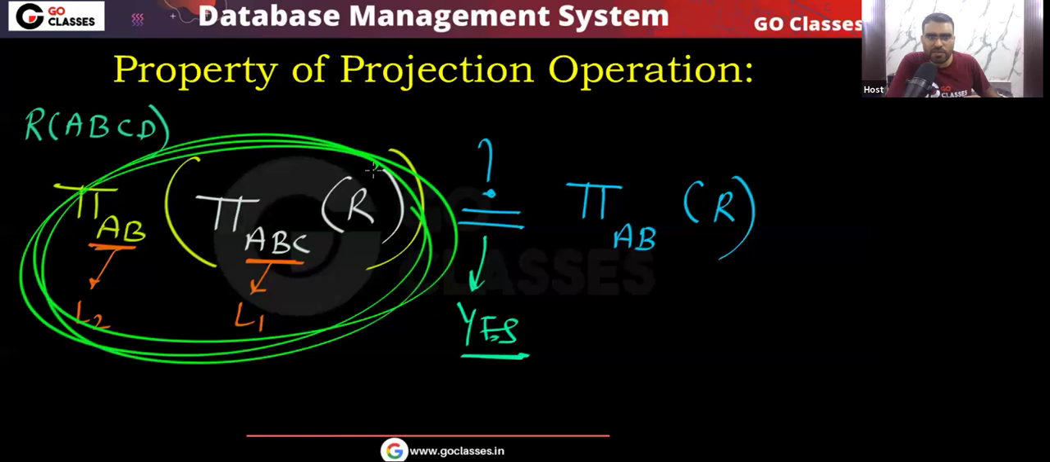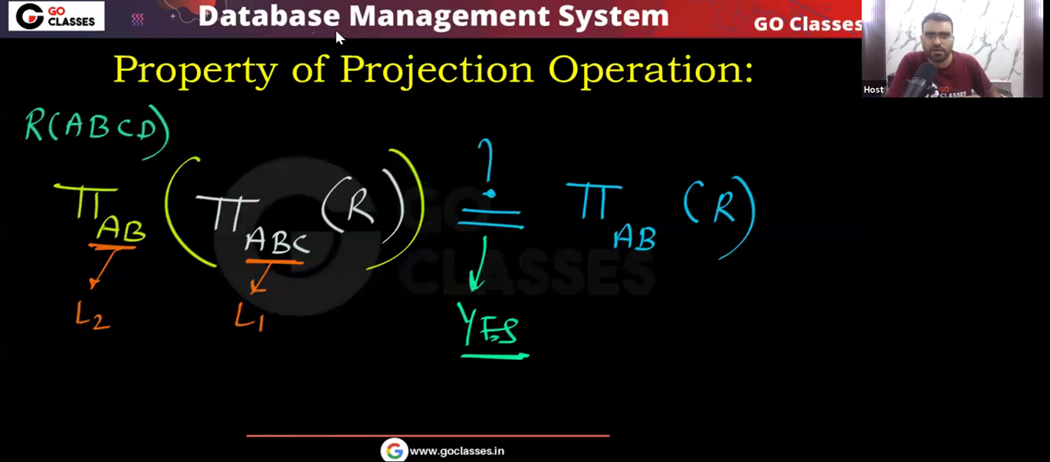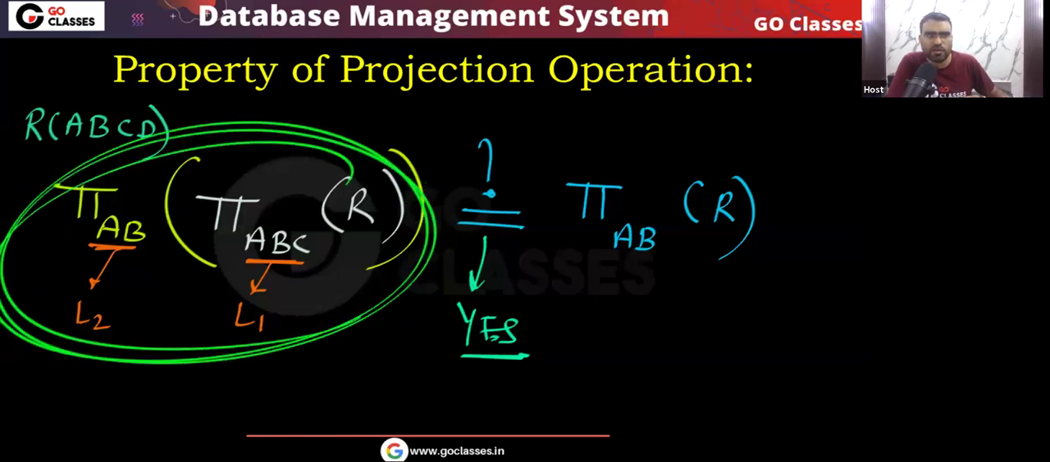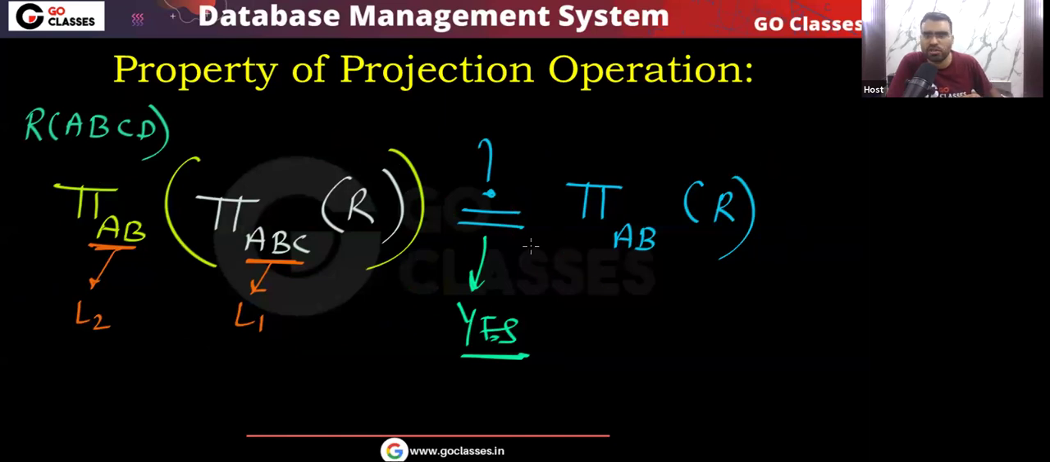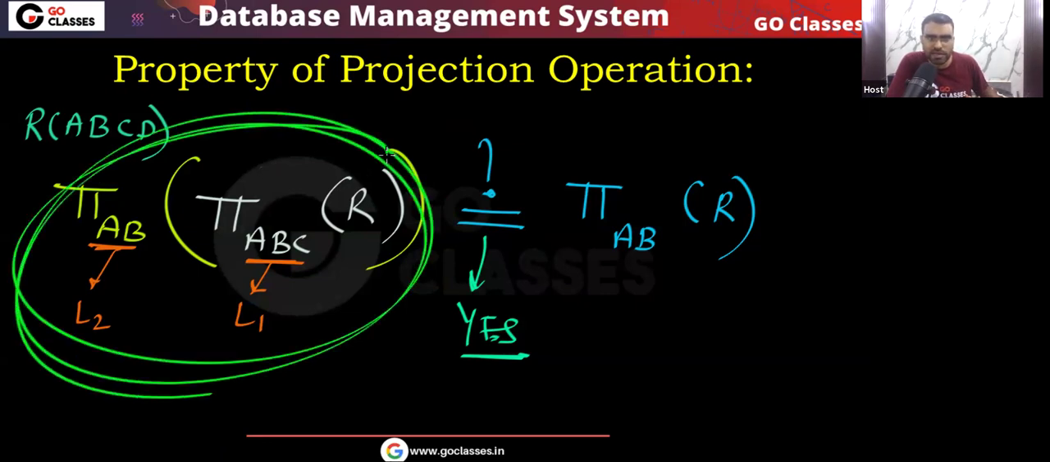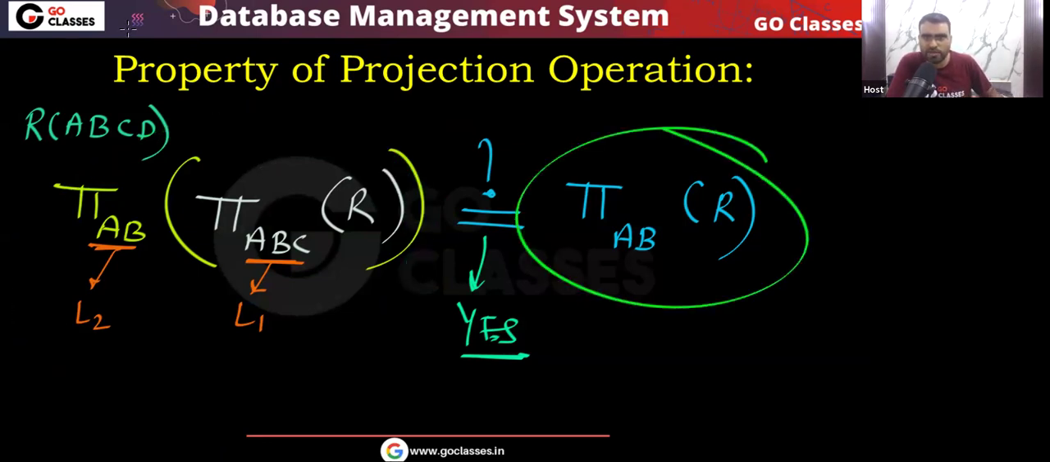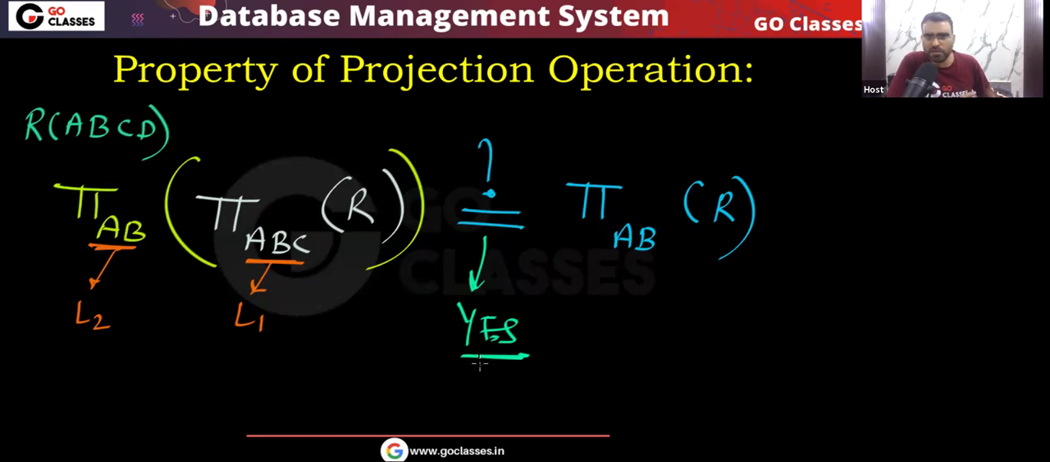All the tuples of AB we are getting or not? So the same thing I will get here, all the tuples of AB. And remember, duplicates are not there. So you don't have to worry about duplicates because duplicates will be removed. So you can see here I am getting attribute AB. Here also I am getting attribute AB. So this is the property of projection.